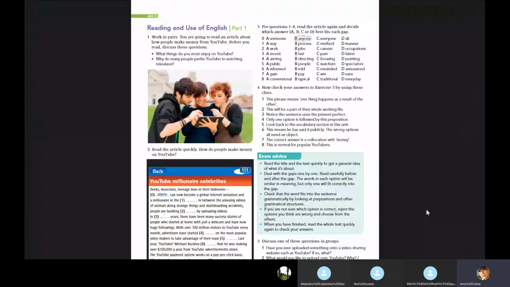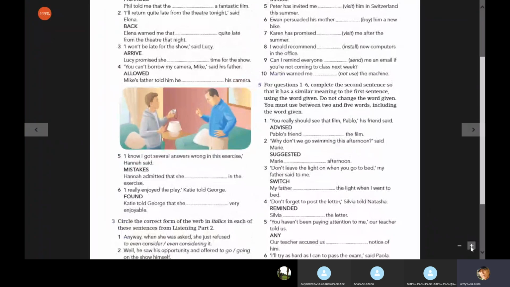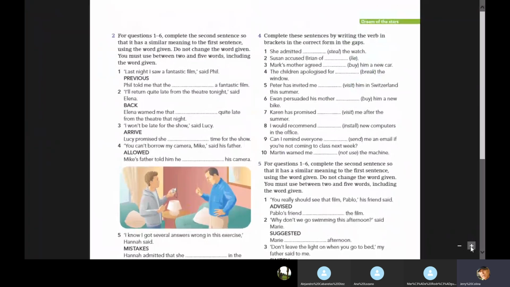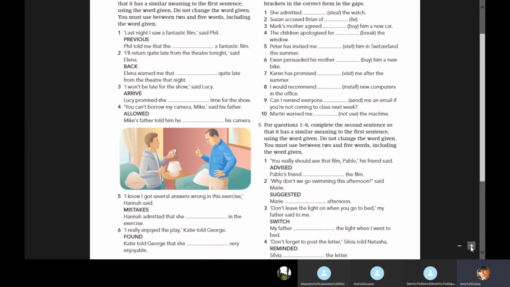Page 89. Exercise 2. Let me make it bigger. For questions 1 to 6, complete the second sentence so that it has a similar meaning to the first sentence, using the word given, blah, blah, blah. You know, friends, that this is the Use of English exam part 4. Similar to the homework, similar. I'm going to give you some minutes for you to do it. Observe, there are 6 sentences, right? When you finish, send me a message.